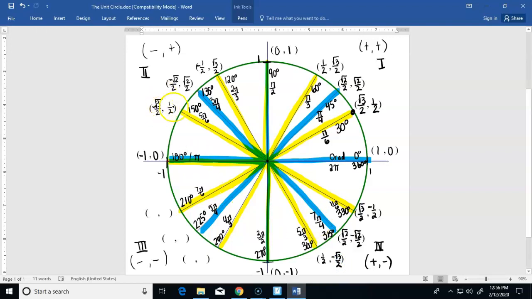And then, same thing happens down here. If I take this point and I flip it over, I'm going to have negative square root of 3 over 2, and I'll have negative 1/2. Both coordinates are going to be negative there. Right here, I'll get negative square root of 2 over 2, and negative square root of 2 over 2. And then, right here, I'll get negative 1/2, and negative square root of 3 over 2.